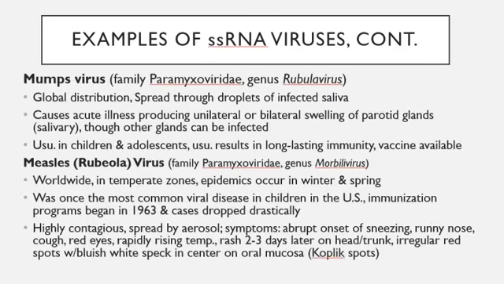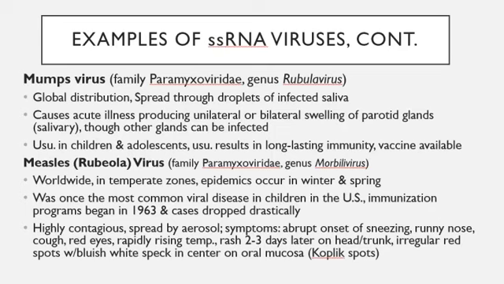Other examples of single-strand RNA viruses include the mumps virus, which has a global distribution. It's spread through droplets of infected saliva. It causes acute illness, producing unilateral or bilateral swelling of the parotid glands, which are salivary glands, but other glands may also be affected. It's usually seen in children and adolescents, and there's usually long-lasting immunity, and there is a vaccine available for mumps.